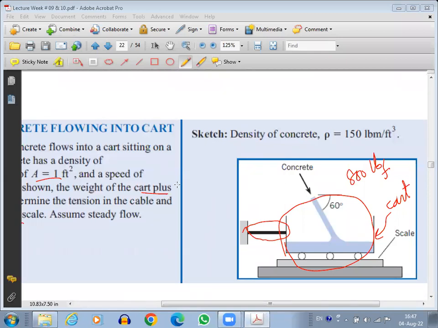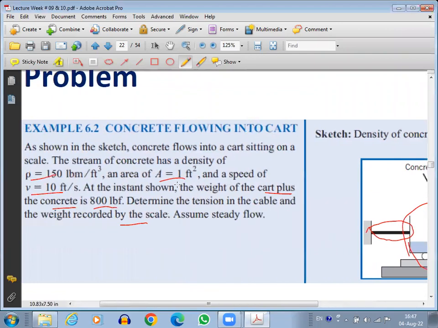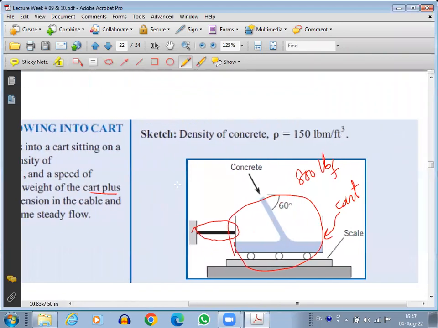Okay, so once we have understood the problem statement and the figure, now let's move towards the problem solution. Okay, if we look in this problem, we have the concrete which is actually falling at a certain angle. Since the concrete is falling at a certain angle, you will have the velocity component in two directions. You will have the velocity component in the vertical direction, and you will have velocity component in the horizontal direction. So it will be a two-dimensional problem.